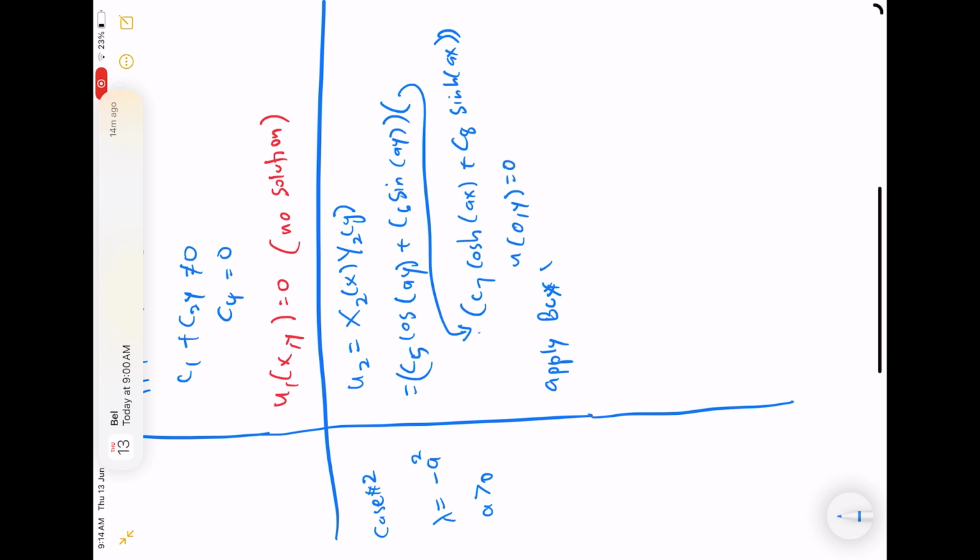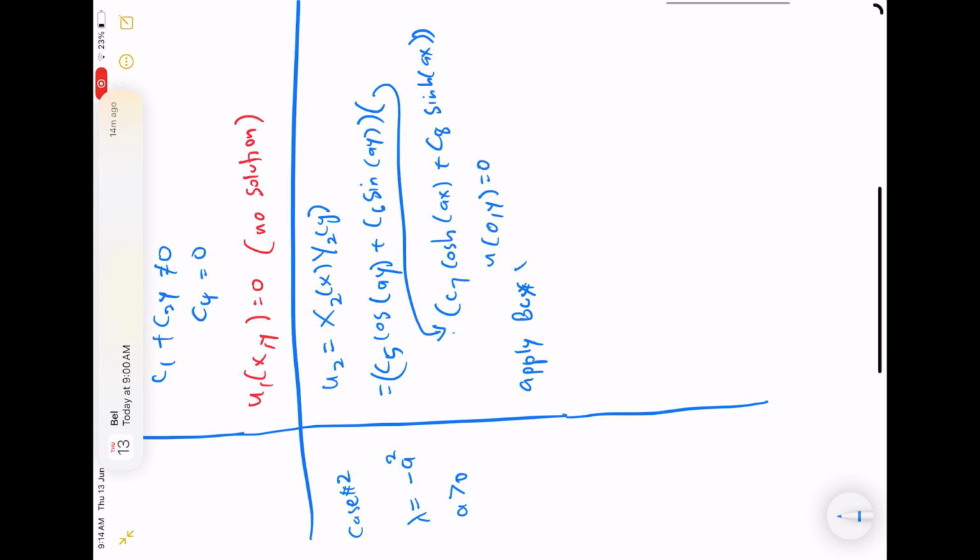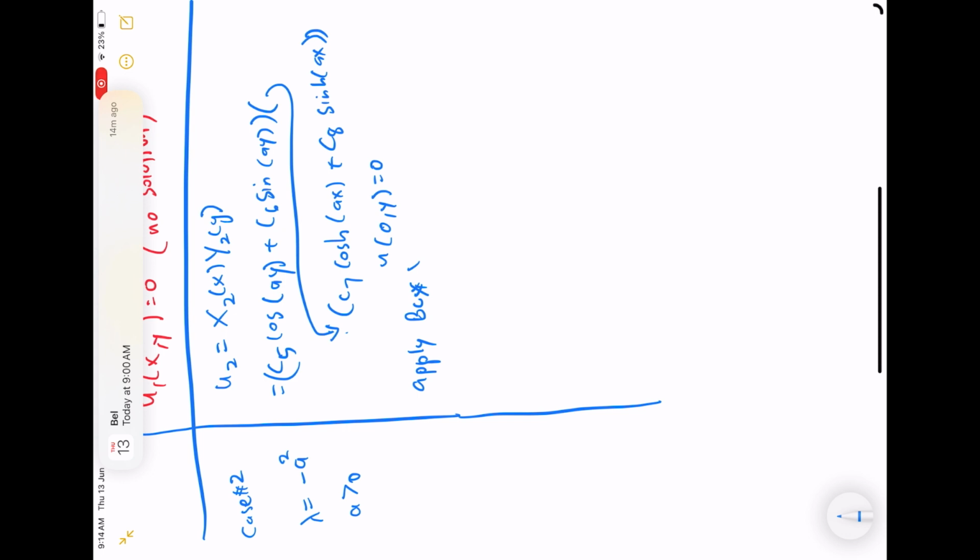Okay, so the variable is y, so don't touch y, you just copy it again. Applying boundary condition number 1, we have c5 cosine ay plus c6 sine ay. And then our x is equal to 0. So this x will become 0.